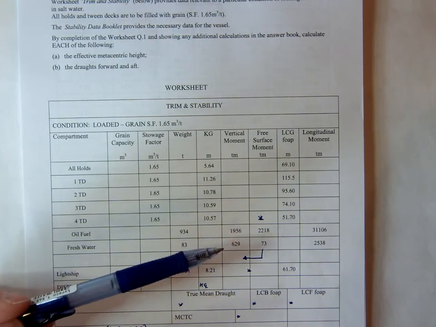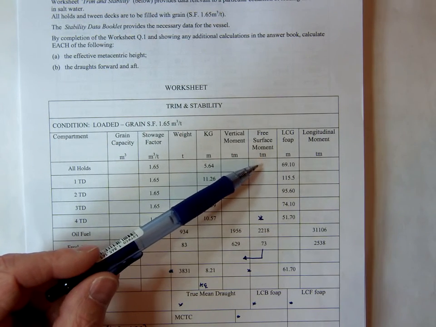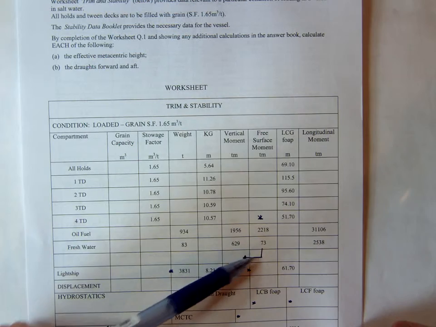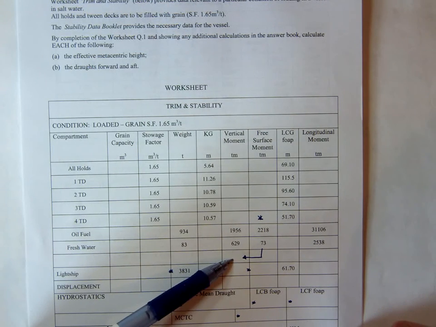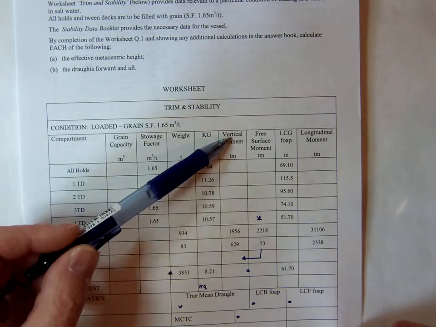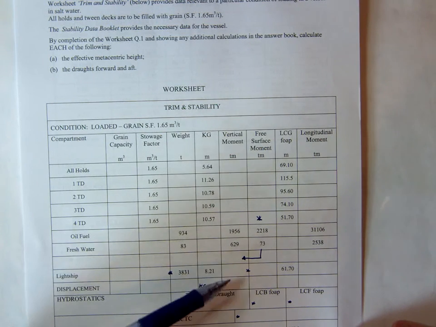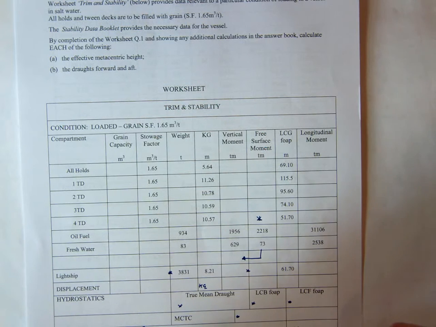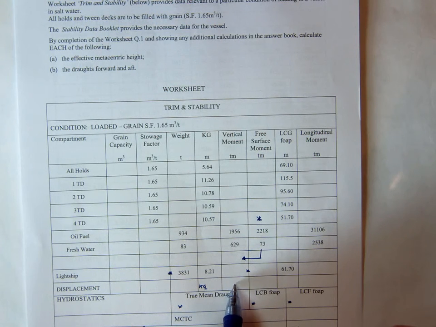A very common mistake from students is to forget the free surface moments. I want to emphasize here, you need to transfer these free surface moments into the vertical moment column. Very, very important. They must go into this column and be added to the vertical moments. Once you've got the total moments and the total weights in these columns, you can get the final KG. The other common mistake students make is to forget to add in the weight of the vessel. So make sure you put the light ship of the vessel and the KG in here. Then the total moments divided by the total weight gives you the KG.